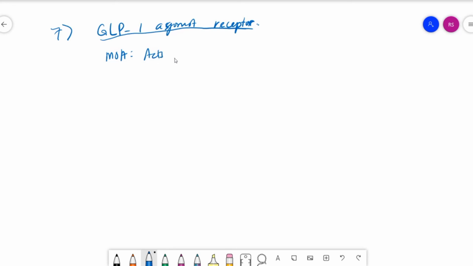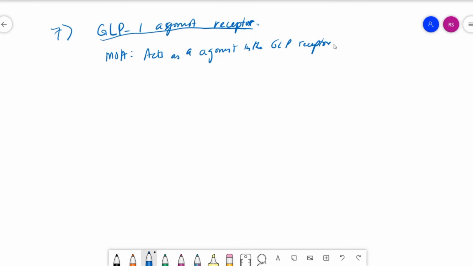Next one will be second to last. This is the GLP-1 receptor agonist. This is pretty new actually. The first drug was invented in 2004, 4 or 5, and other brands that followed were approved after 2010. So it's pretty new, and it's a very, very good drug. The mechanism of action for this one is that it acts as an agonist at the GLP-1 receptor.